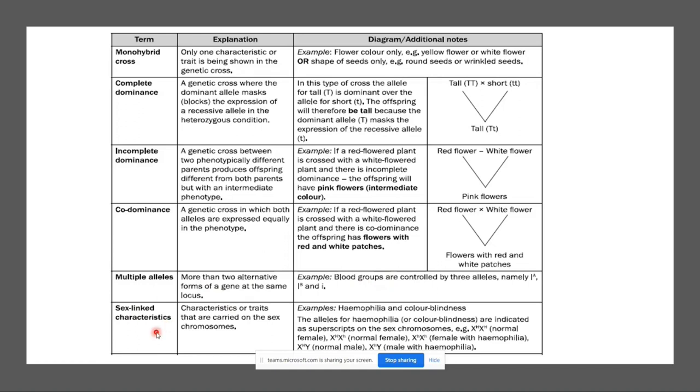Those are characteristics that... If I can just at this stage ask the schools to mute their microphones.